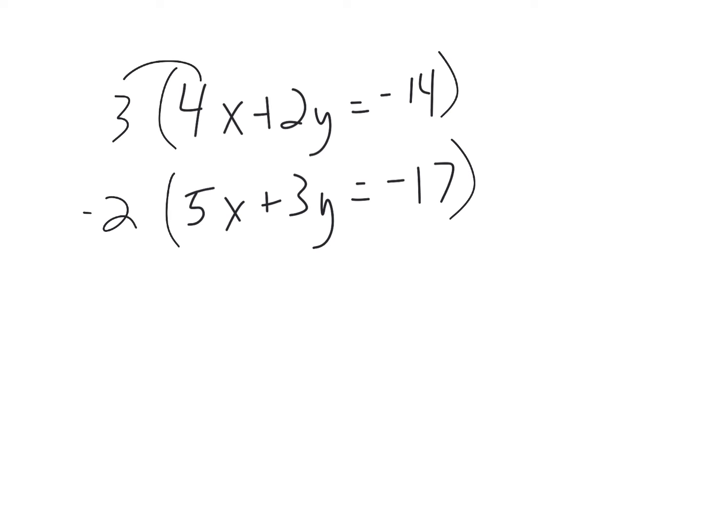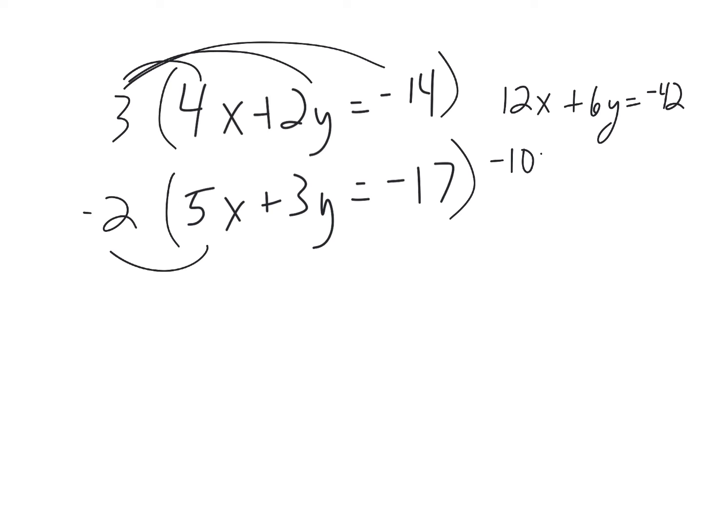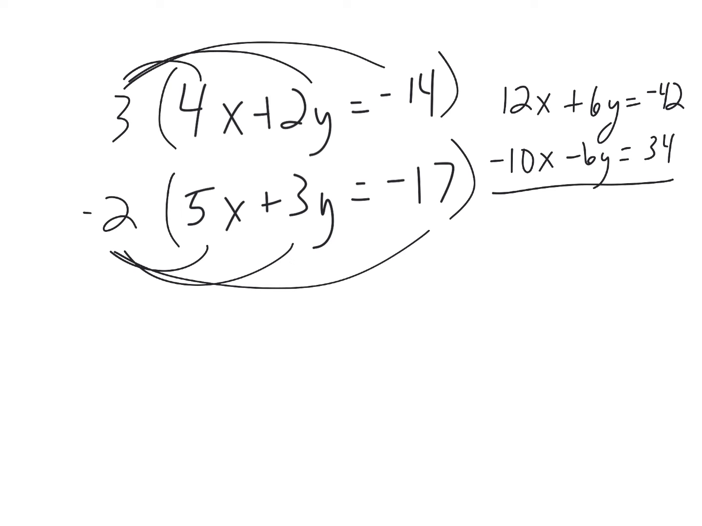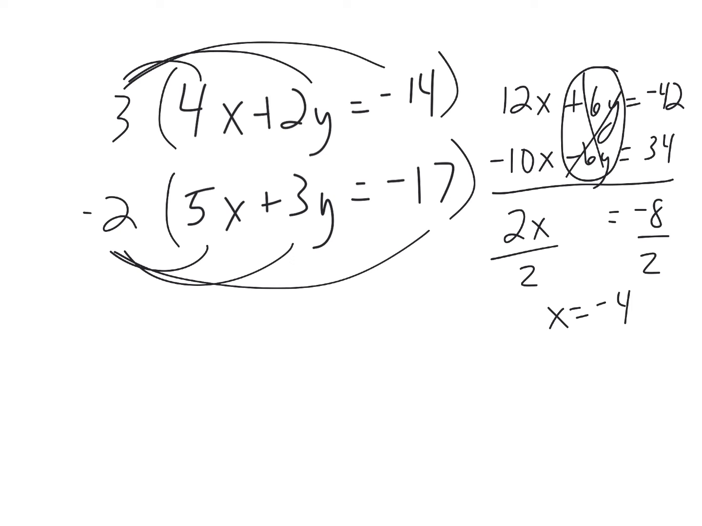So I'm going to take 3 times 4x, that's going to be 12x. I'm going to take 3 times 2, that's going to be 6y. And 3 times -14 is going to be -42. Okay, now I got this one, that's going to be -10x. That's going to be a -6y, so there's our opposites. And then this is going to be positive 34. So when I add these together, these are going to cancel, right? And then I got 2x here and -8. -42 plus 34 is going to be a -8. So x is going to be -4.